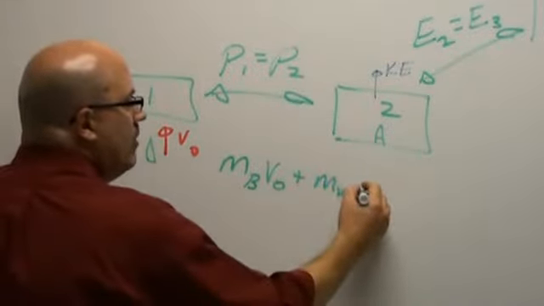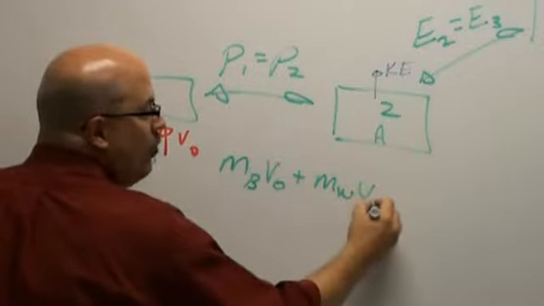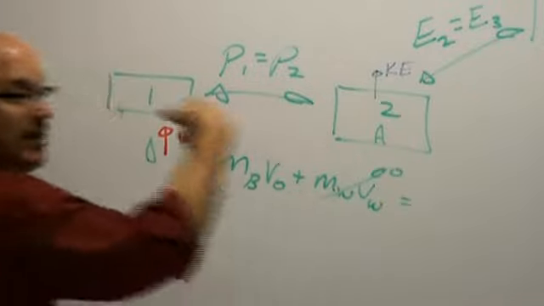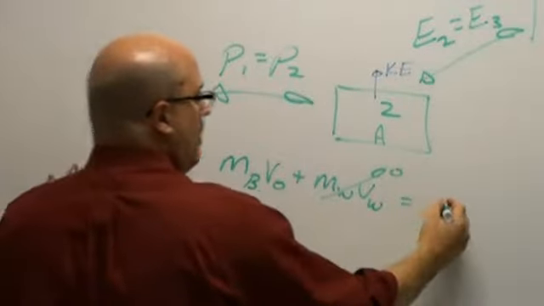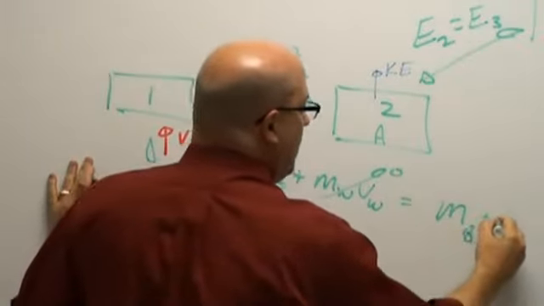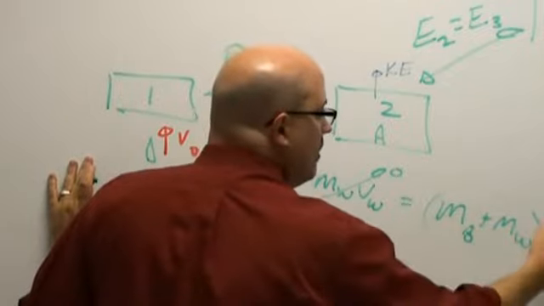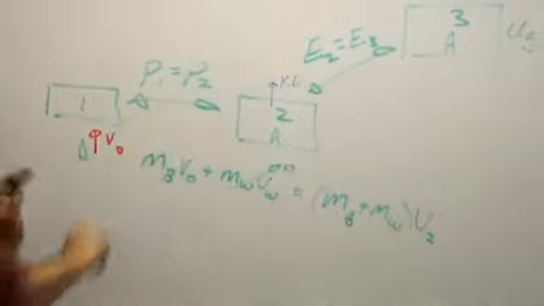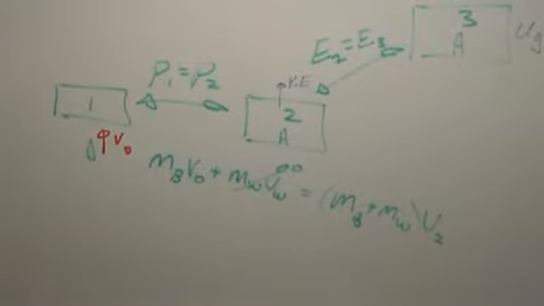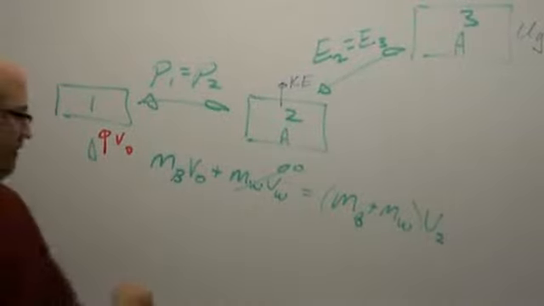V sub O equals plus MW. MW times zero, essentially, so you can cross that. Okay, the velocity of the wood at the beginning is 0, so we could have just neglected it, right? Equal to MB V plus MW times the velocity. I'm going to call it velocity 2 because that's the velocity it takes off with.